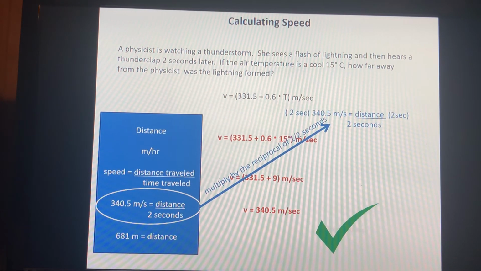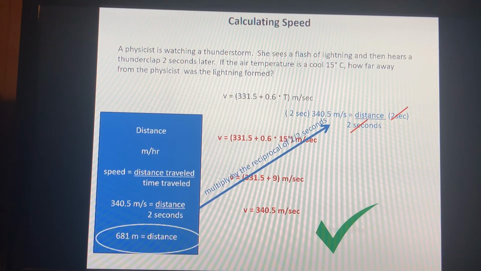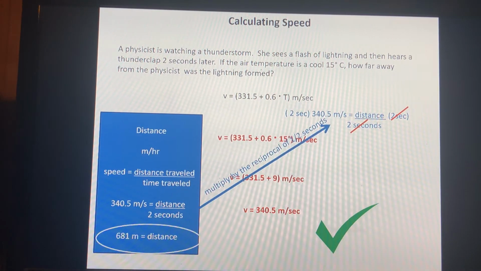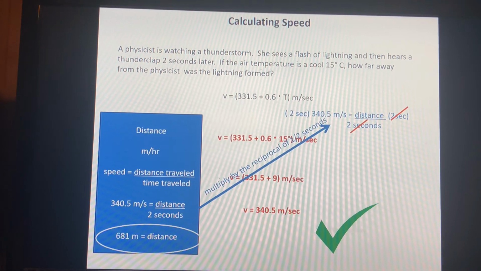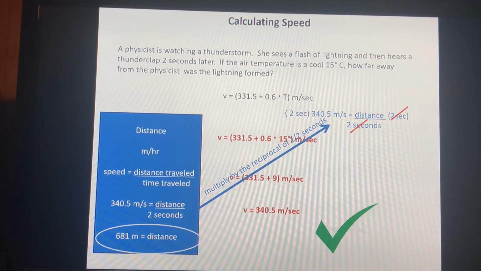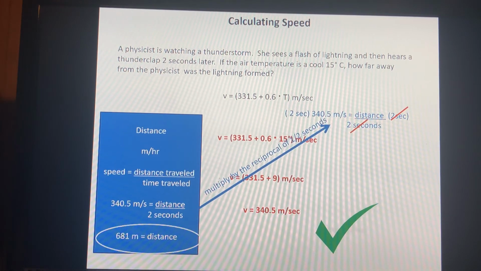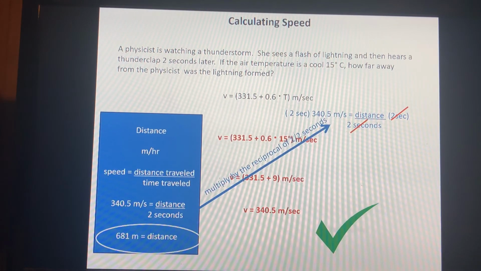So if I multiply by 2 seconds on the distance side of the equation so that I can cancel out seconds, then I also need to multiply the other side of the equation by 2 seconds. So I have canceled out my seconds on one side of the equation, isolating distance on that side. And then on the other side, I'm multiplying 2 seconds times 340.5 meters per second, and when I do the multiplication, I end up with 681.